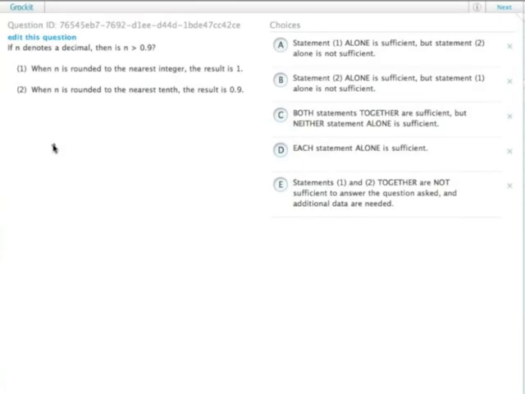So if n denotes a decimal, is n greater than 0.9? Let's take a look at the statements. They'll give us some more information about n.